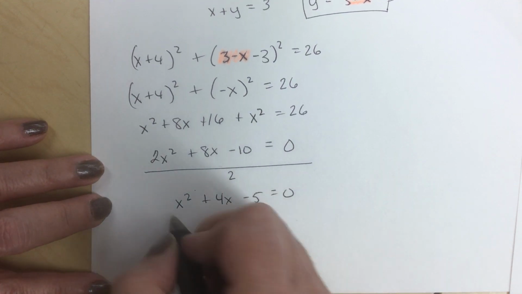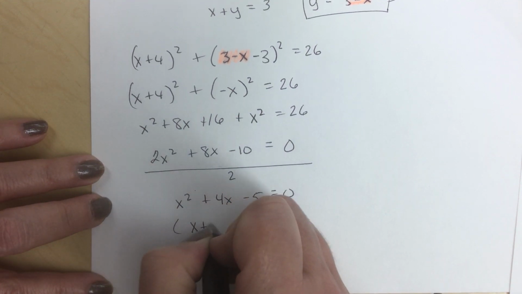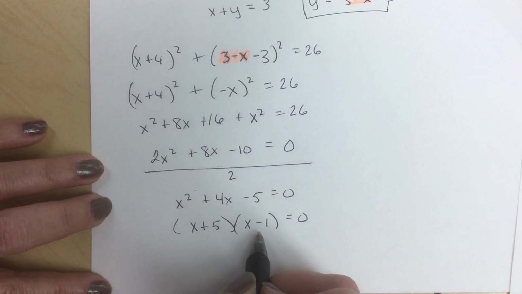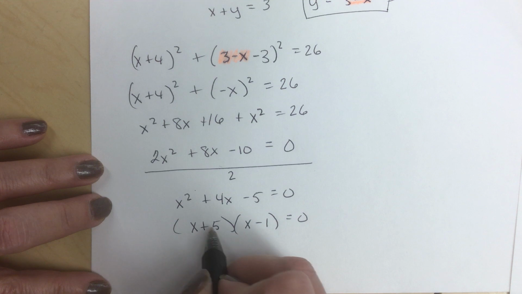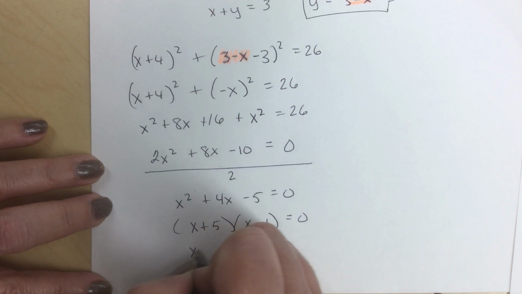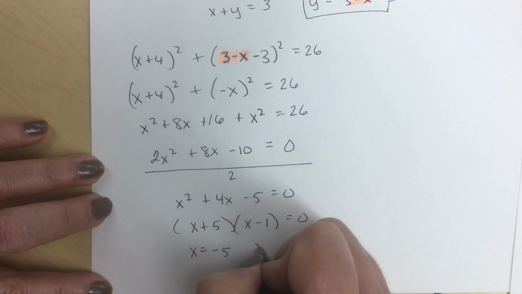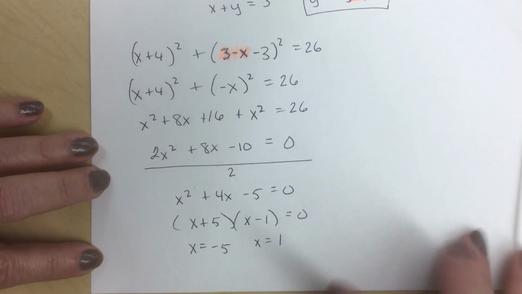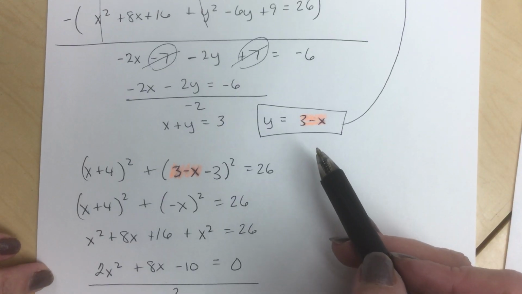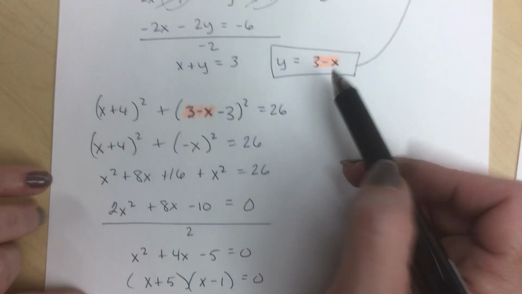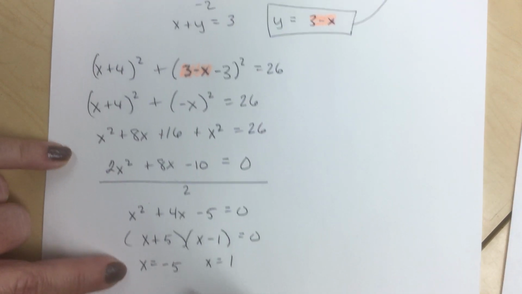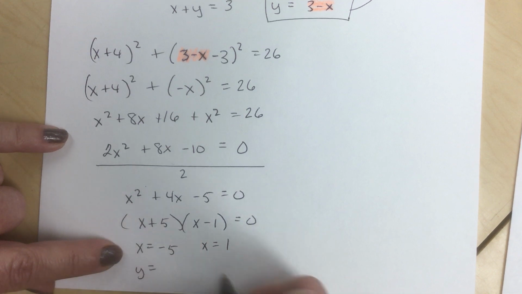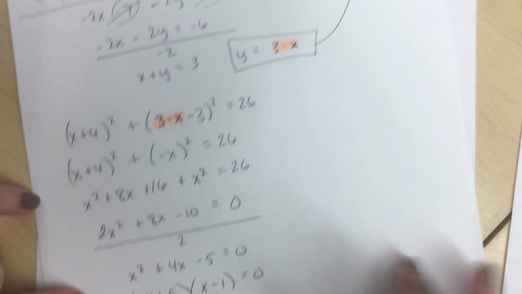So I can factor that into x plus 5 and x minus 1, because 5 times -1 is -5. 5 minus 1 is 4. So that gives me answers of x equals -5 and x equals +1. So now I'm going to go back to my equation that says y is equal to 3 minus x and use these x's that I found to find the y's that go with it. Because this x has a y that goes with it, and this x has a y that goes with it.